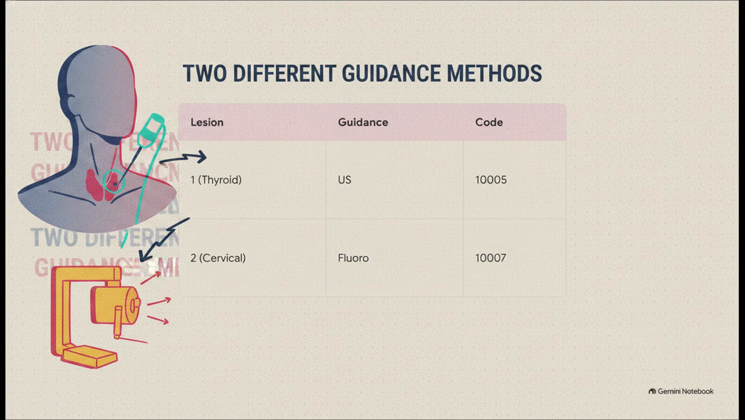The physician performs an FNA on lesion 1 in the thyroid using ultrasound guidance. Then they move on and do an FNA on lesion 2 in the cervical region, but this time they use fluoroscopic guidance. Here is the key takeaway. We have 2 different lesions and 2 different guidance methods. Because the guidance methods actually changed, you don't use an add-on code. You use the initial base code for both. So you'd code 1005 for the ultrasound FNA and 1007 for the fluoroscopy FNA.